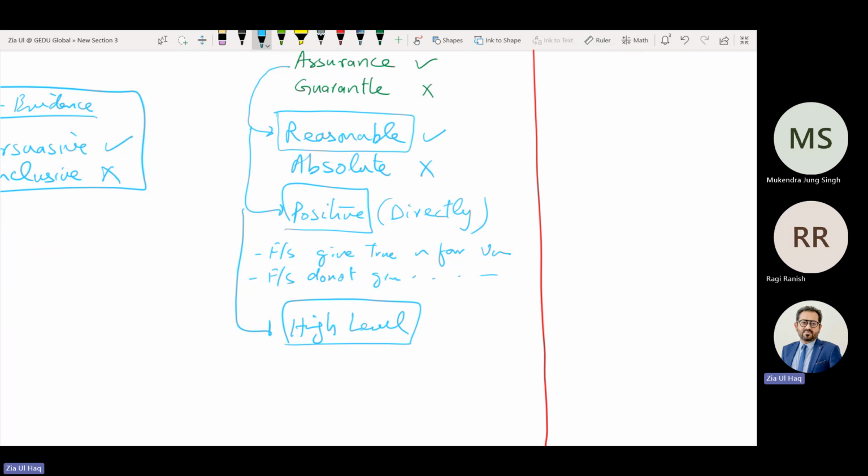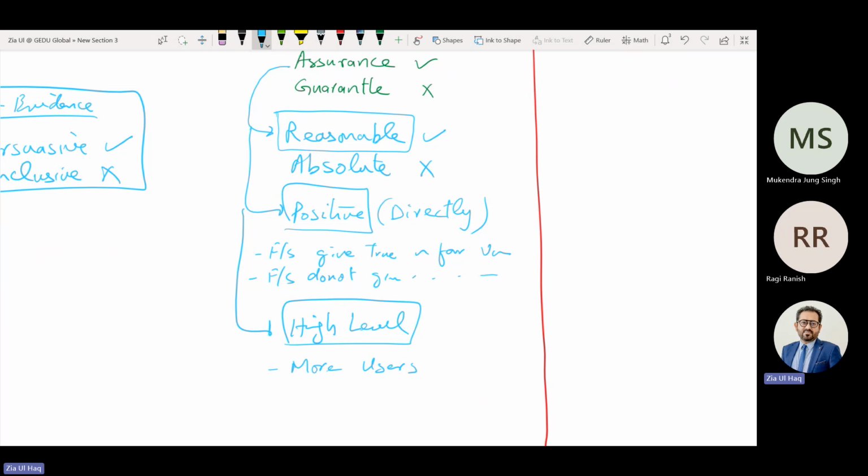Not low level, not moderate level. In audit, we provide a high level assurance. What does it mean by high level assurance? The assurance we are providing in audit is not for one particular user. It is for more users. Those shareholders have appointed us. Mainly our opinion must be for shareholders, but it is not only for shareholders. It is usable for other stakeholders as well.